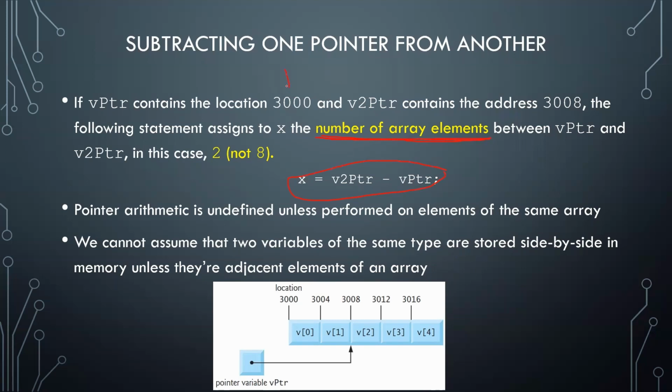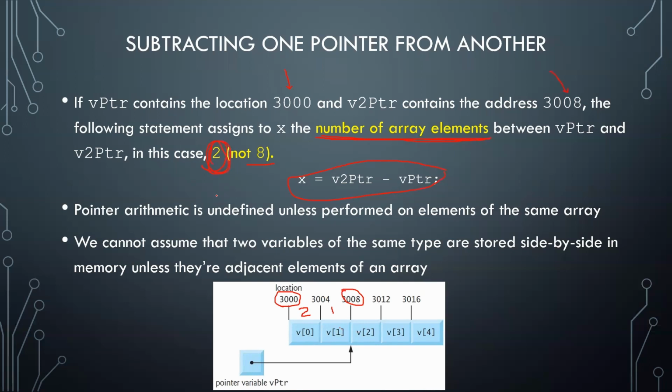So if I have my first pointer at 3000, my second one at 3008, it's not going to be 8. 3008 minus 3000. It's not what's going to happen. What's going to happen is I'm going to look at here and say I've got this one at 3008 and I've got this one at 3000. There are 2 elements between those 2 numbers. So it's going to give me the value of 2.